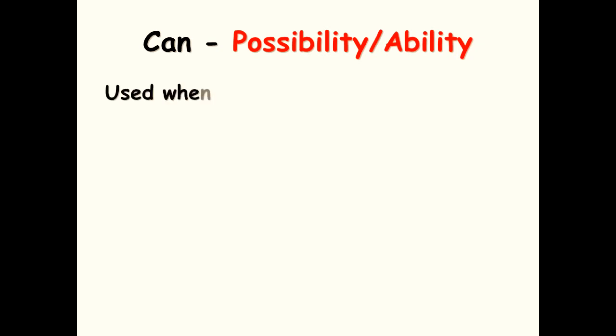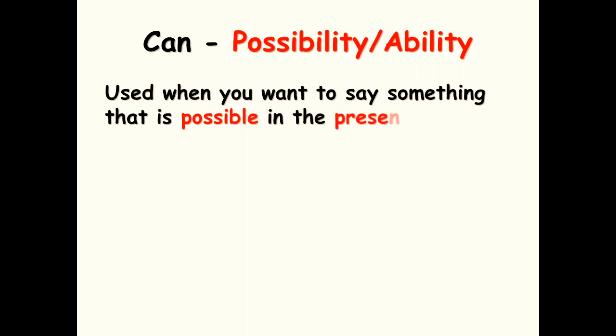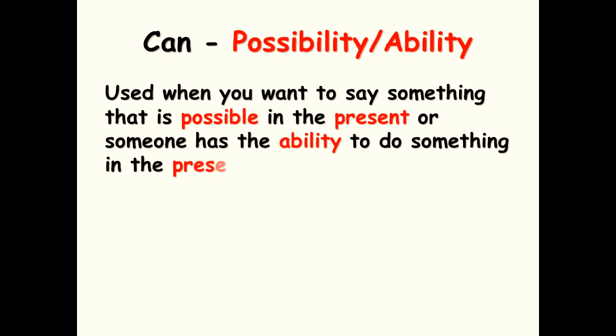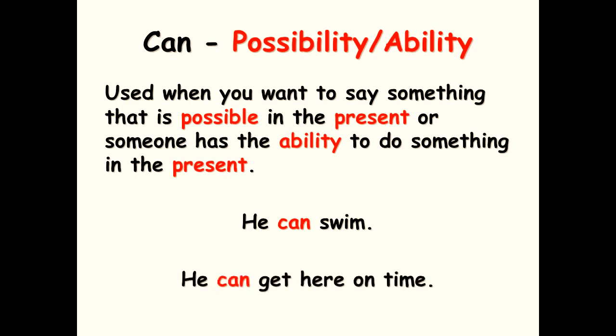Can as a possibility or ability. Can is used when you want to say something that is possible in the present, or someone has the ability to do something in the present. For example, he can swim. The verb after can, swim, is always in the present form. Let's take a look at another example. He can get here on time. The verb get is in the present form.